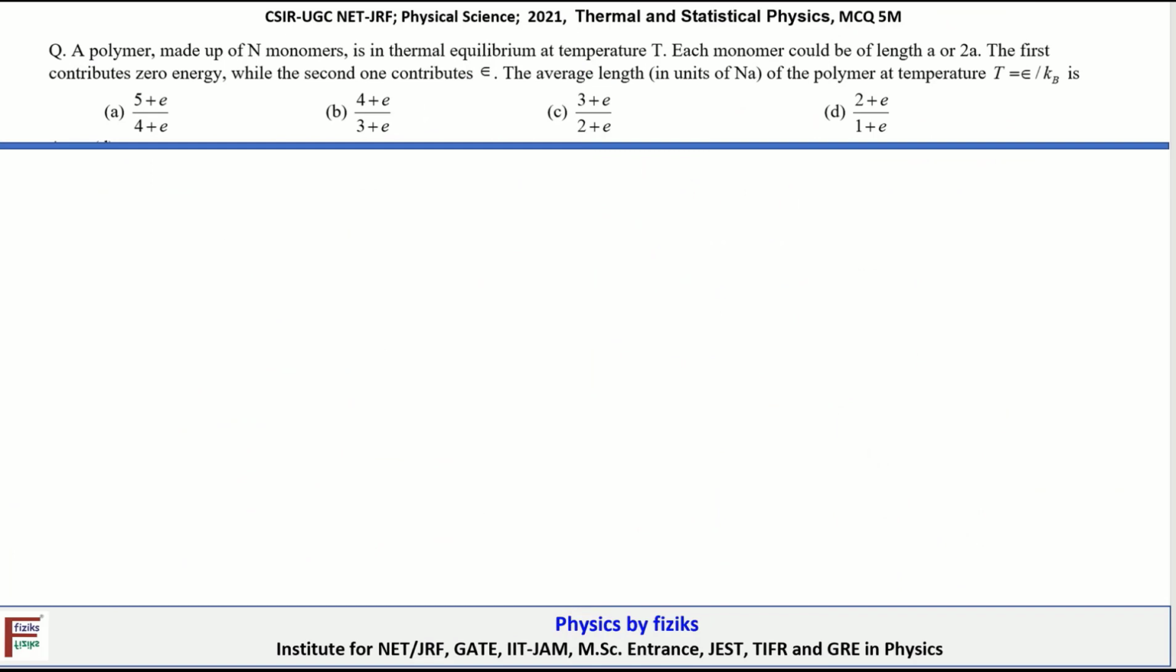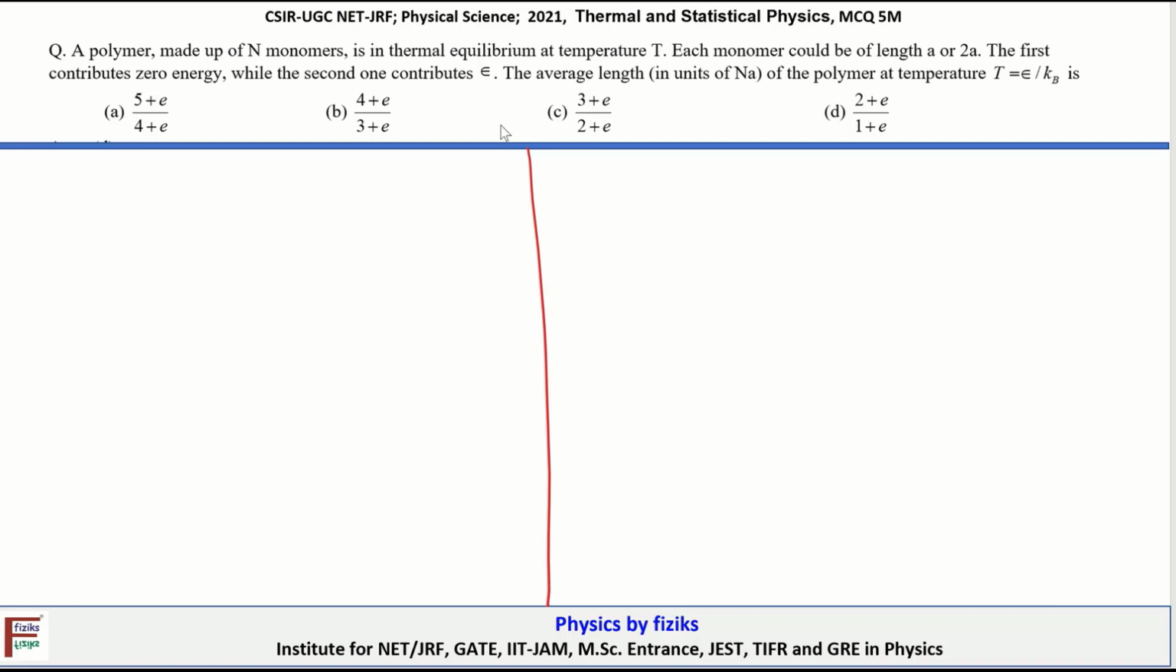So let's continue with the next problem. The statement is: a polymer made up of N monomers is in thermal equilibrium at temperature T. Each monomer could be of length A or 2A. The first contributes 0 energy while the second contributes energy E. The average length, in units of NA, of the polymer at temperature T equal to E by k_B is given by, okay. So let's write what is given to us.